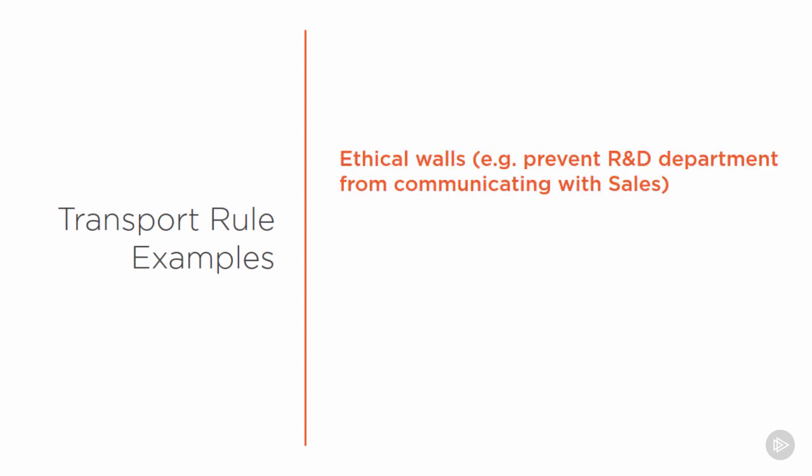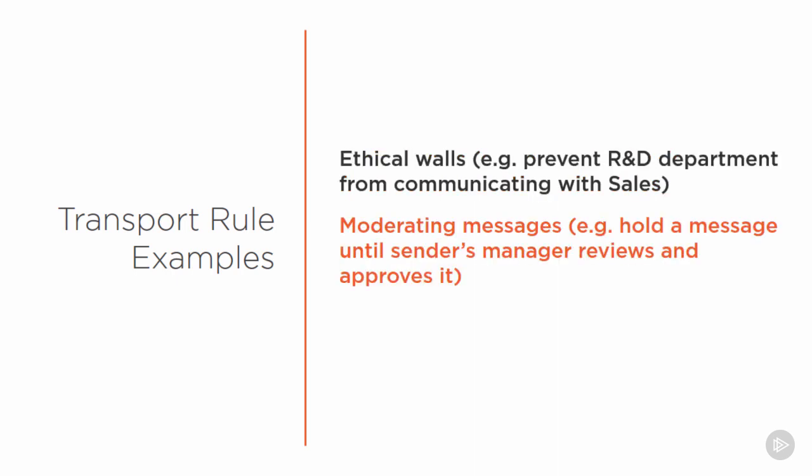Some examples include ethical walls. For example, if you need to prevent a research and development department from communicating directly with the sales department of an organization. Moderating email messages is also very popular. You can use this to hold a message until, for example, a sender's manager is able to review and approve it. And another common use is applying an email disclaimer.